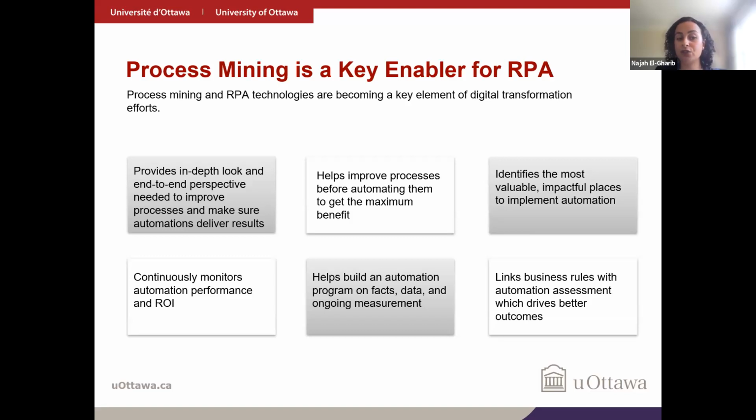The continuous monitoring approach and continuous improvement for my processes is one of those big benefits as well, which will help build an automation program based on facts, data, and ongoing measurement. It will help you during your RPA strategy or implementation to improve your processes along the way, as well as scale to more processes. It links business rules and automation assessment, which drive better outcomes for my automations.